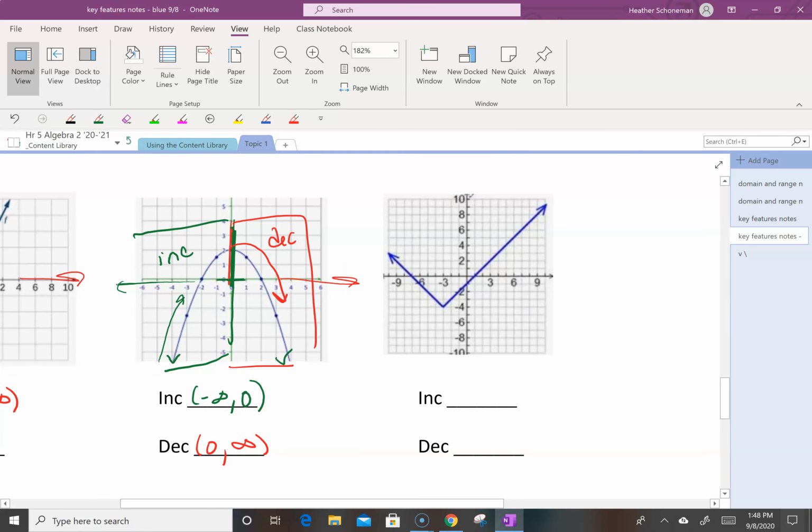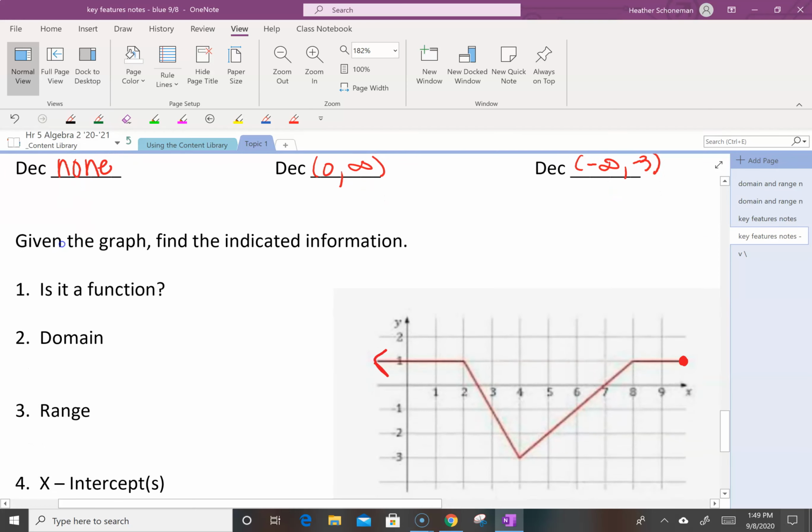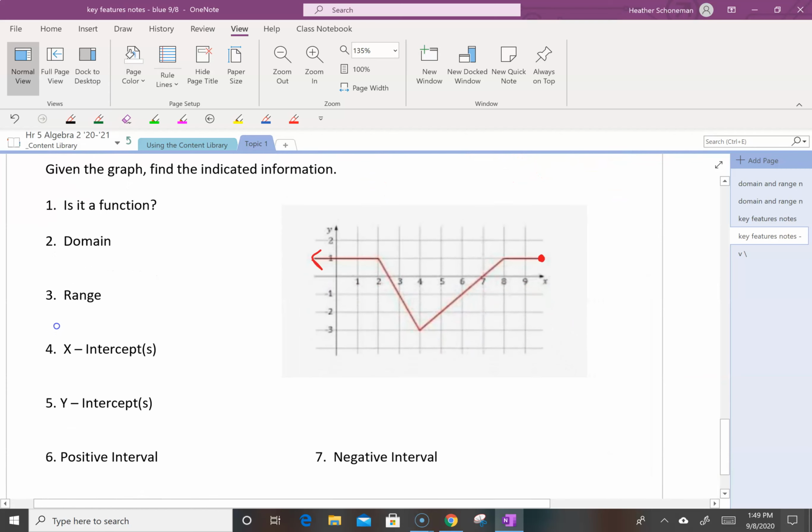Okay, if I'm looking at this last one, as I go from left to right, the graph is going down. So this section here is decreasing, and it's decreasing from -infinity all the way to -3. But at -3, it changes direction, and this part of the roller coaster from left to right is going up. So it is increasing, and it's increasing from -3 to infinity. I have a parentheses there because at -3, it's neither increasing or decreasing. It's a turning point.